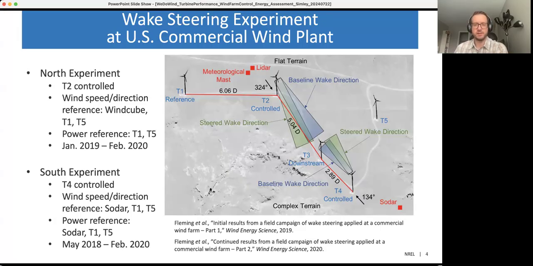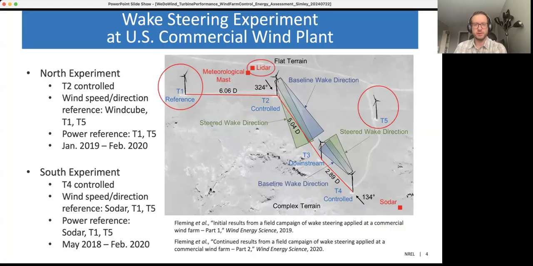It involved modifying 2 turbines, T2 and T4. They were modified to implement wake steering to benefit the power production of turbine T3, which was in between them. When the wind was from the north, T2 was controlled. It had a yaw misalignment applied to steer its wake away from T3. When the wind was from the south, T4 was controlled to steer its wake away from T3.